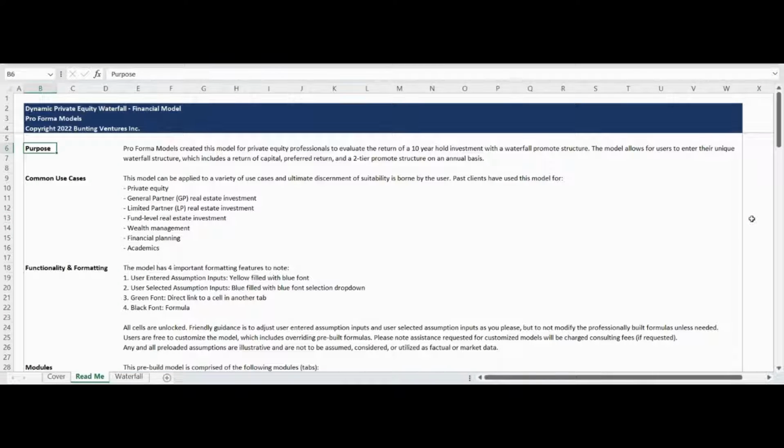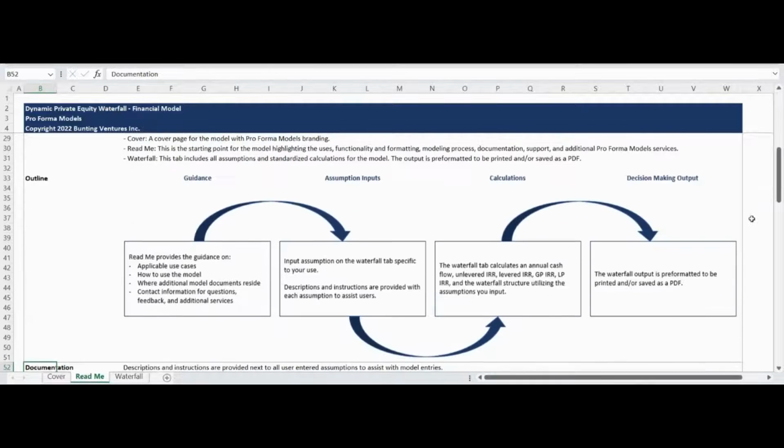The README tab states the model purpose, highlights common use cases, and provides an overview of functionality, formatting, and all of the unique modules within the model. This tab also provides additional documentation, contact information, and a summary of additional products and services available from Forma Models to support your analysis needs.